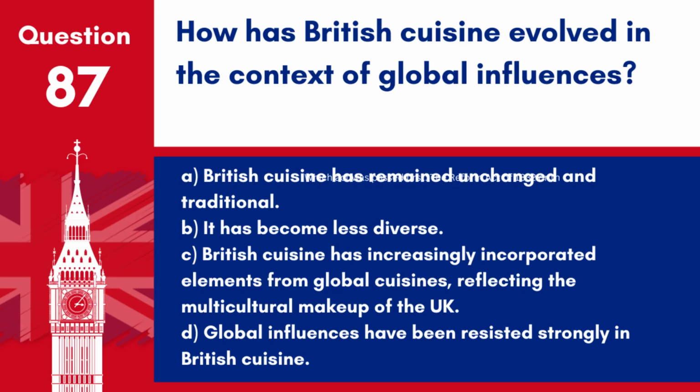Question 87. How has British cuisine evolved in the context of global influences? A. British cuisine has remained unchanged and traditional. B. It has become less diverse. C. British cuisine has increasingly incorporated elements from global cuisines, reflecting the multicultural makeup of the UK. D. Global influences have been resisted strongly in British cuisine.